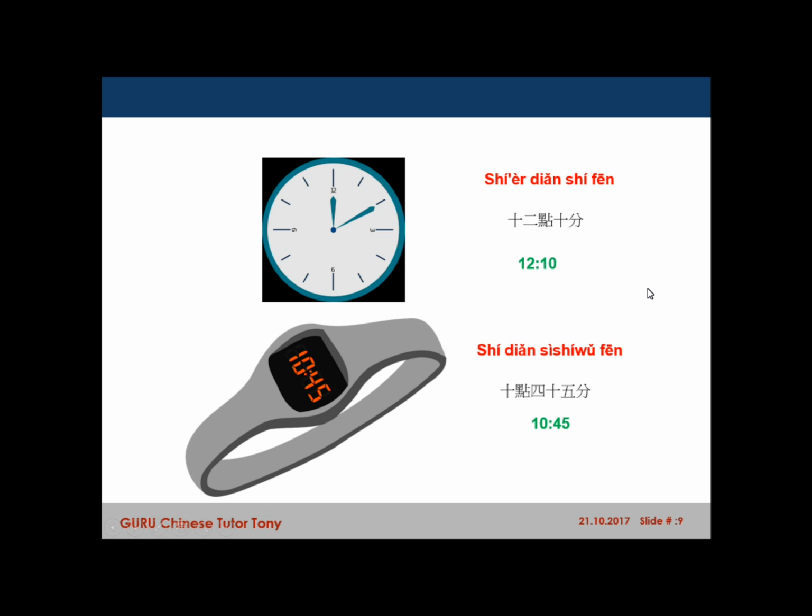Okay, let's look at examples. First one you can see is 12:10. So that is 12点10分. The next one is 10点45分, 10:45.